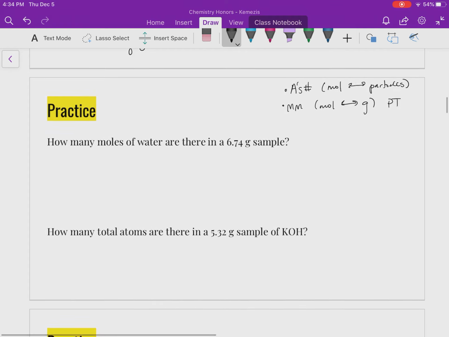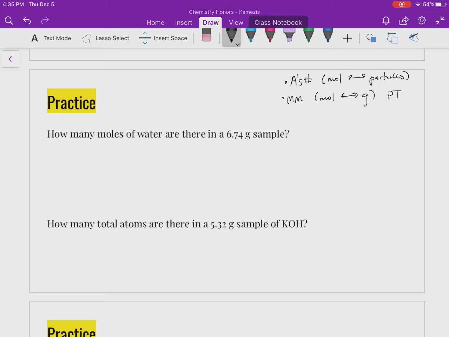I'm not going to do it. You can do that for practice and you can check your answer. But how many total atoms are in 5.32 grams of KOH? Okay, so we're going to start with what we know. We have this many grams of KOH, and I know that I'm going to try to convert away from that. And the only conversion factor that we have available to us is the one that involves grams, right? So I'm thinking about my puzzle pieces. I know that I have grams and I want to get rid of grams. The only conversion factor that has grams is molar mass. So that's my first place to start.